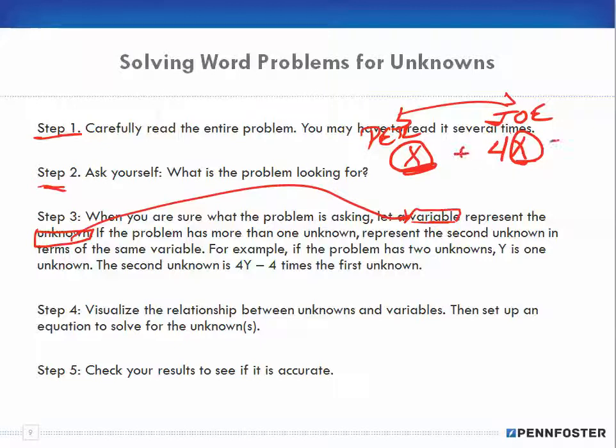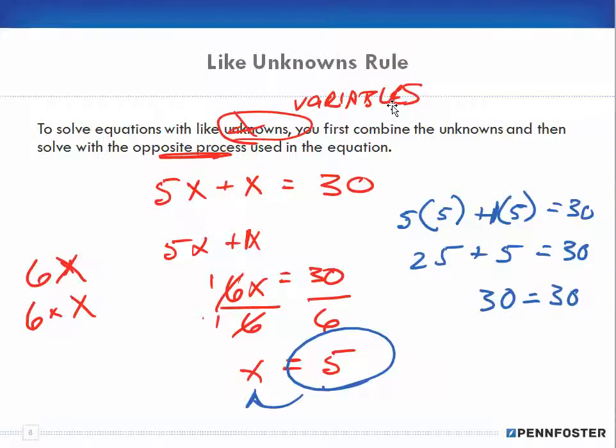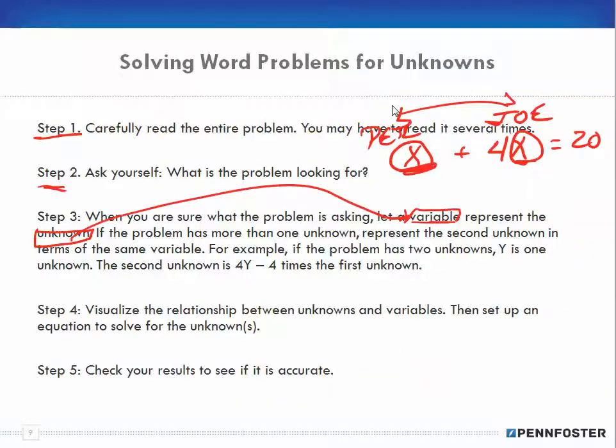And if we add those together, and let's say that equals 20, notice that in this video, it's the like unknowns rule. So what I've done is I have one unknown, Pete, and I'm assigning it the variable X, and I have Joe, which is the second unknown, and that's why the textbook uses the word unknown. But we represent it by using the same variable X. So we have the 2 unknowns, then we can add them together and solve for X itself.